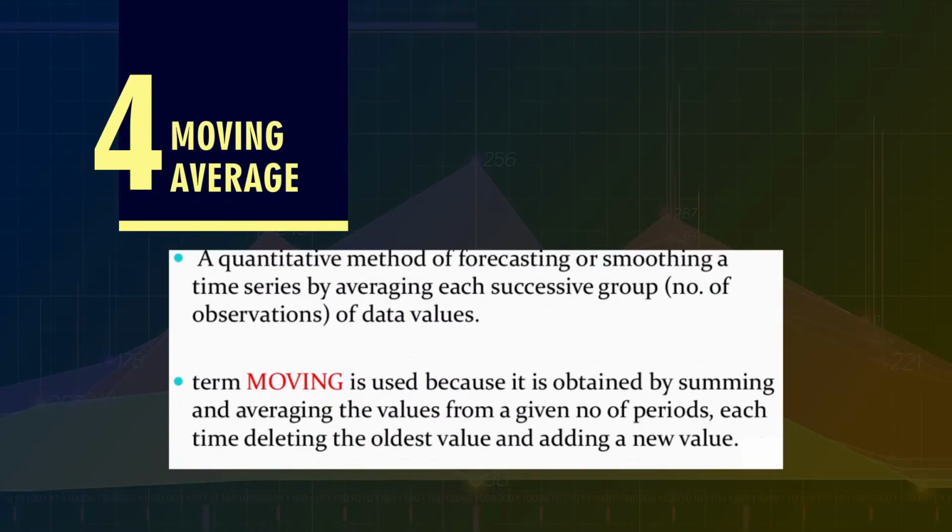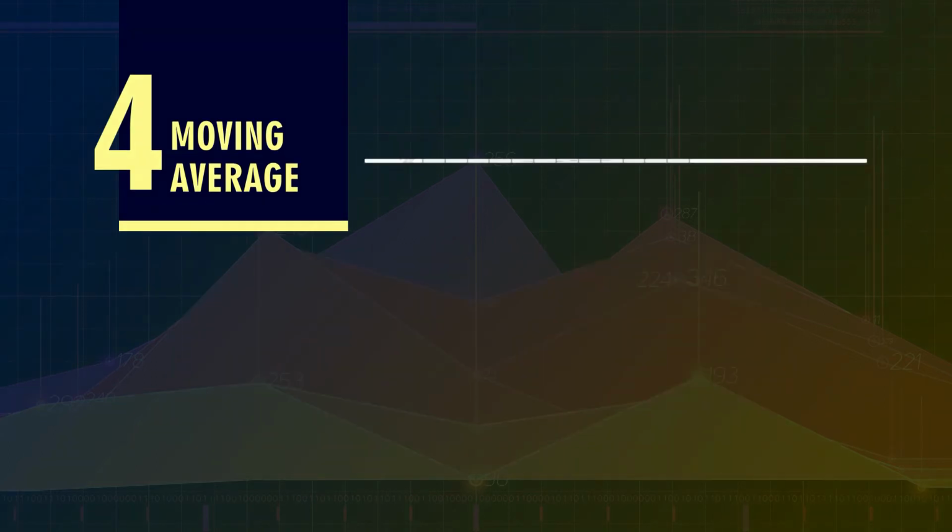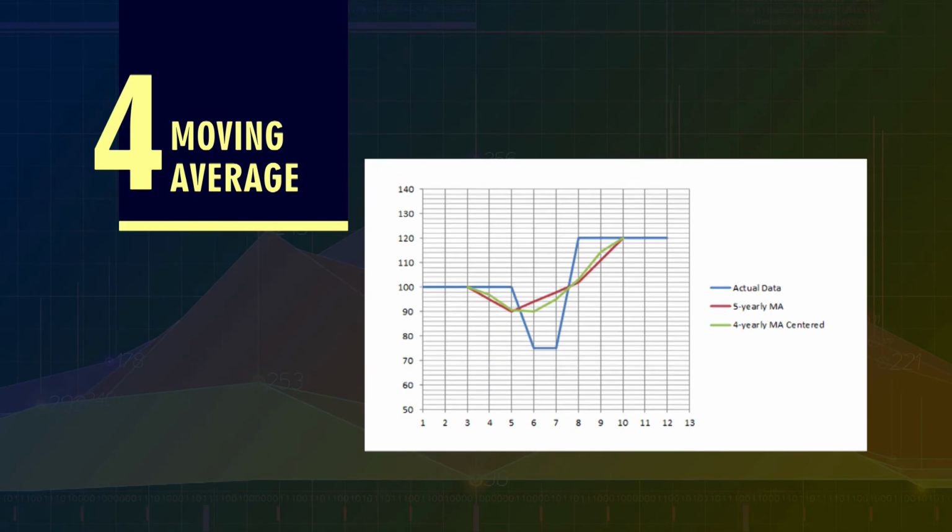It is a quantitative method of forecasting or smoothing a time series by averaging each successive group of observations of data values. The term moving is used because it is obtained by summing and averaging the values from a given number of periods, each time deleting the oldest value and adding a new value. If you see the analysis, actual data is in blue color, the 5-year moving average is in red color, and the 4-year moving average, which is the centered one, is in green color. This is the manner by which we make the moving average, and we have seen how the figure deviates from the actual data.